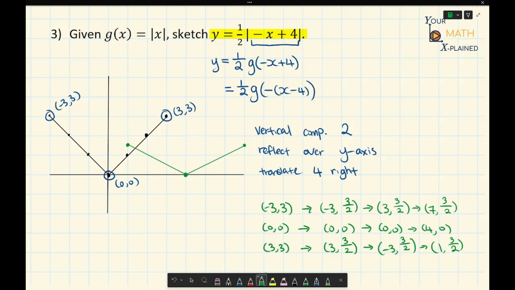And that is what our transformed graph is going to look like. So notice how the reflection over the y-axis doesn't actually change anything, right? Because the left side and the right side of this graph are already mirror images of each other. So if you took this original graph and flipped it over the y-axis, it's actually going to look the same. Which is why, when you look at this transformed graph, it looks like it's just a vertical compression by a factor of 2 and then a translation 4 units to the right.